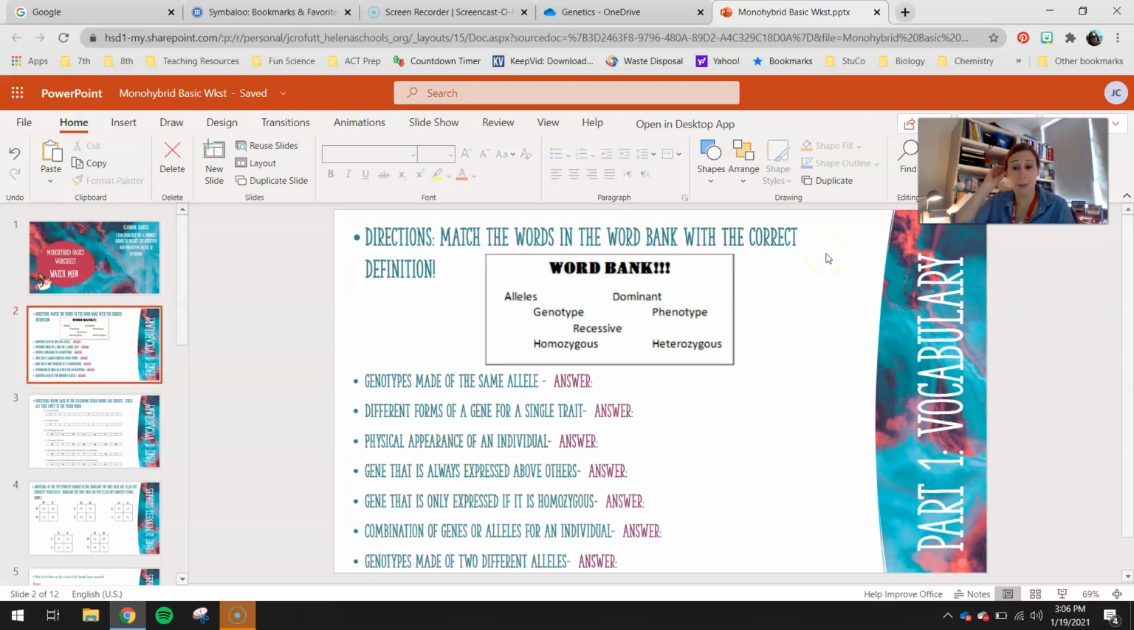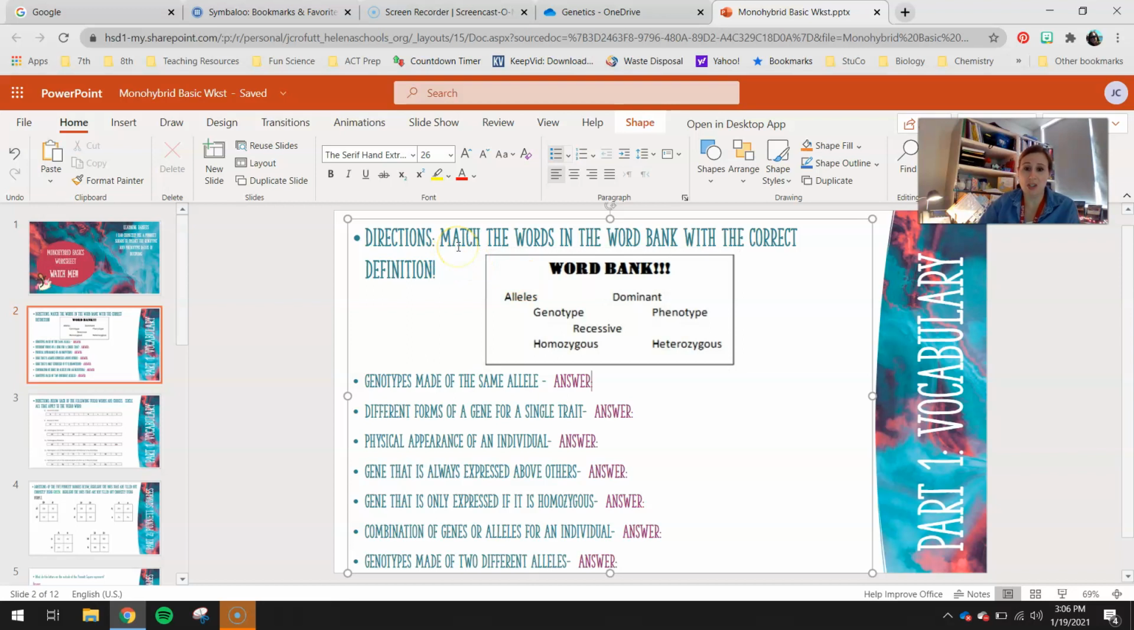First part is vocabulary. This one's fairly simple. You guys can just click and type. So directions, match the words in the word bank with the correct definition. So here's your word bank. We have alleles, genotype, recessive, homozygous, dominant, phenotype, and heterozygous. Okay, so these should be in your notes, so make sure you use them.